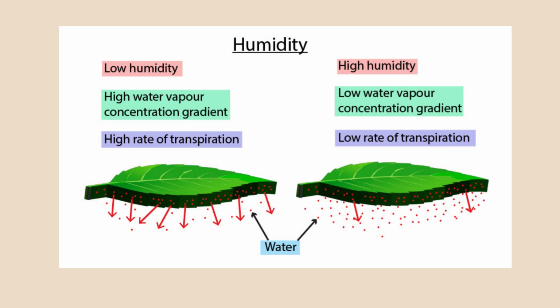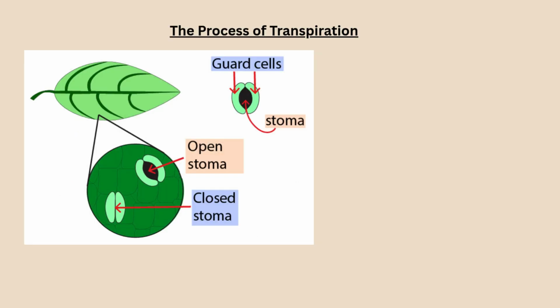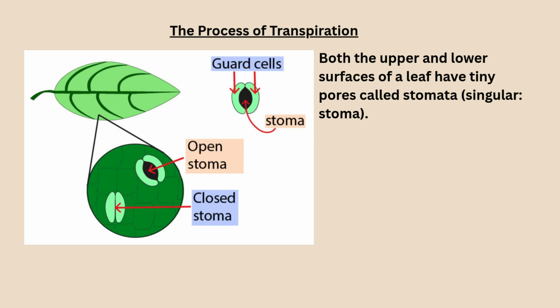When you have low humidity, the atmosphere is very dry, so there's very little water vapour around the leaf. This will create a high water vapour concentration gradient between the inside of the leaf and the outside, so there will be a high rate of transpiration. However, in a high humidity environment, where there is a lot of water vapour in the atmosphere, there is a low water vapour concentration gradient between the inside of the leaf and the outside, and therefore there will be a low rate of transpiration.